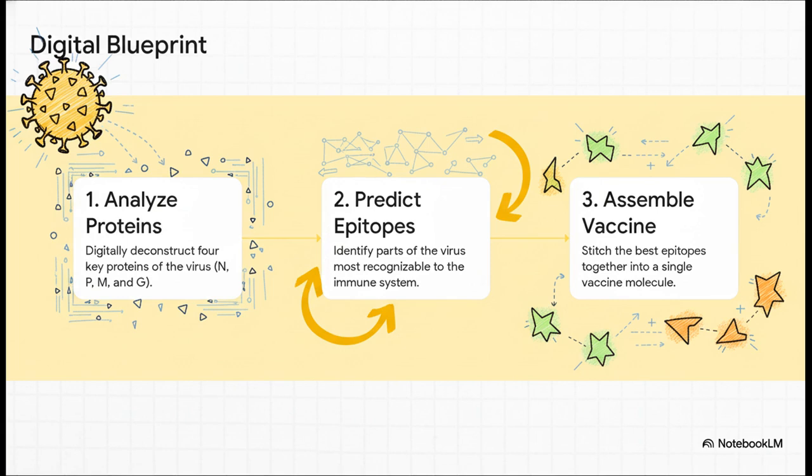It really boils down to 3 key steps. First, they digitally took apart the virus's 4 main proteins. Then, they used some smart algorithms to predict which tiny little pieces of those proteins, they're called epitopes, would be the most obvious to our immune system. And finally, they digitally stitched the best of those pieces together to create a single vaccine molecule.